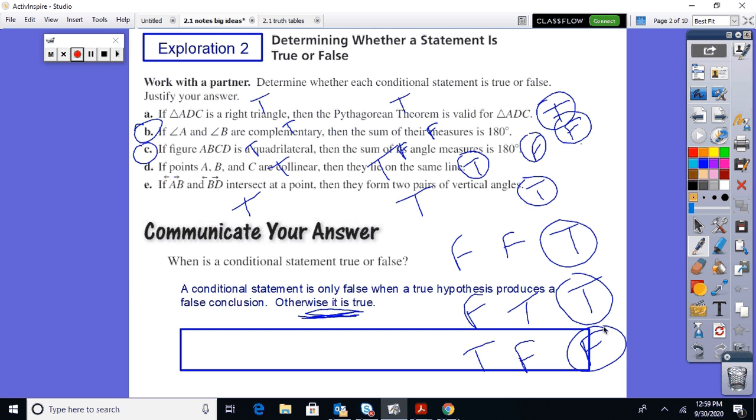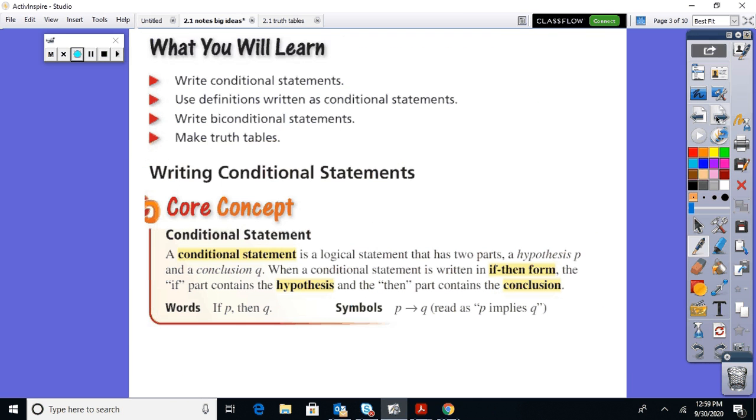All right? And of course, if you have true and true, that's going to be true. So the only time our if-then statement is false is if you have a true hypothesis and a false conclusion, like evidenced here and here. All right, now into the main stuff of the section.